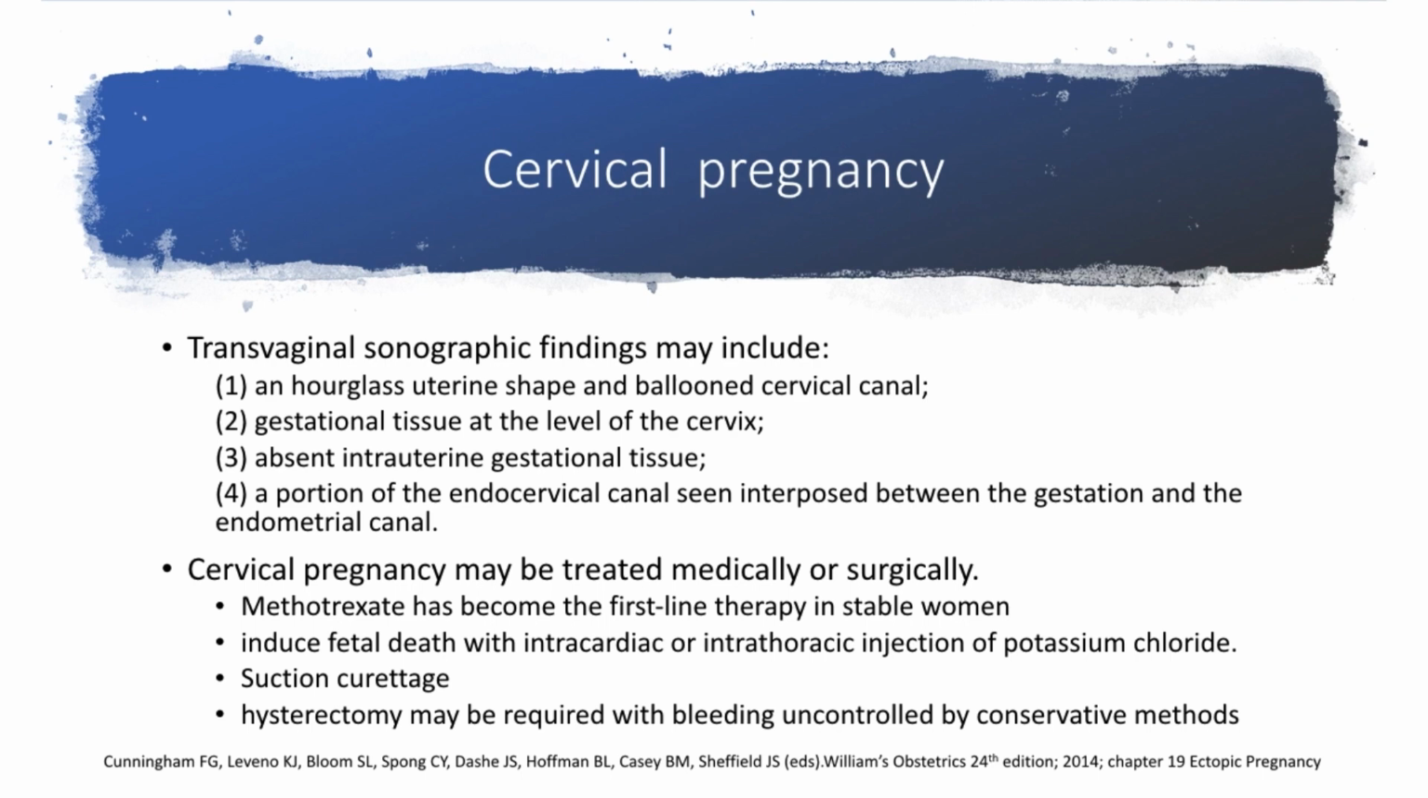Cervical pregnancy may be treated medically or surgically, and in terms of medical treatment, we can use methotrexate, which has become the first-line therapy for stable women with a cervical pregnancy, and we can also use potassium chloride, and this induces fetal death with intracardiac or intrathoracic injection. For surgical means, we have the suction curettage and the hysterectomy, which may be required with bleeding uncontrolled by conservative methods.